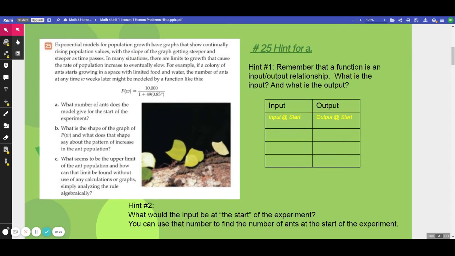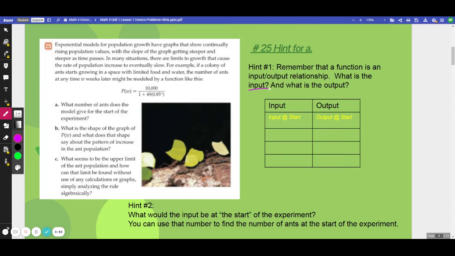So, exponential models for growth. Here is given to you a function. And the function is P of W equals 10,000 over 1 plus 49 times 0.85 to the W. And the first question is asking you what number of ants does the model give for the start of the experiment? So hint number 1 says, remember that a function is an input-output relationship.